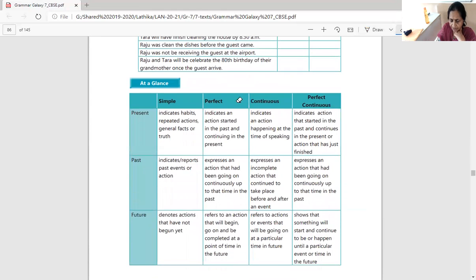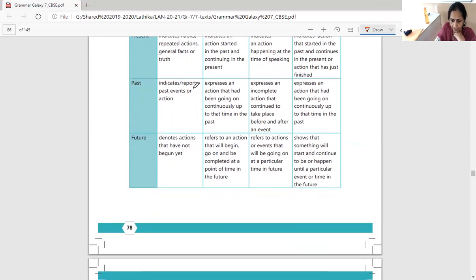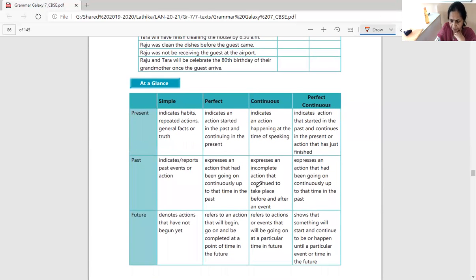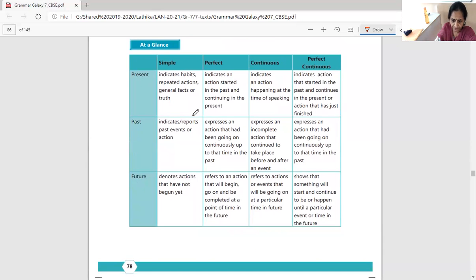The three tenses we discussed yesterday: present and past are over. Now we will see the future. Simple future denotes actions that have not begun yet. So it is something that is going to happen in the future. When you want to convey that some action is going to take place, then you will use the simple future tense.